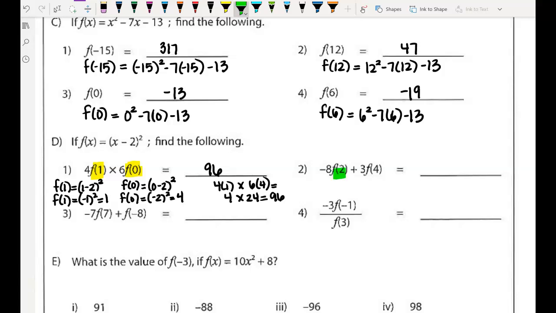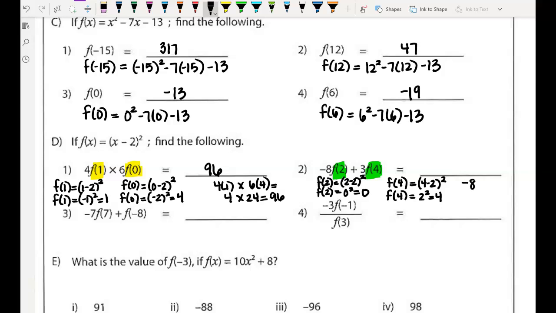Number 2, we have to do the function of 2 and the function of 4 before we can do the math they're asking. So the function of 2 would be 2 minus 2 quantity squared. So the function of 2 is 0 squared, which is 0. And the function of 4 is 4 minus 2 squared. So the function of 4 is 2 squared, which is 4.